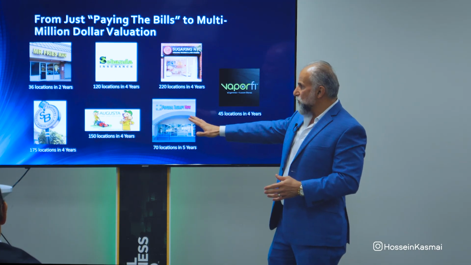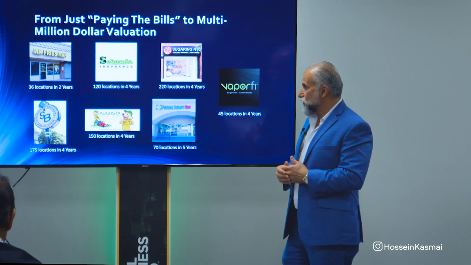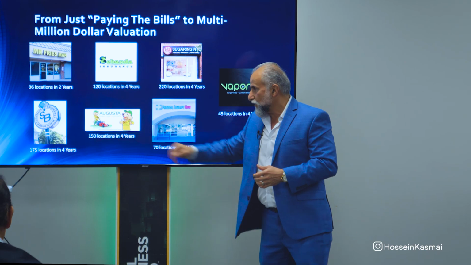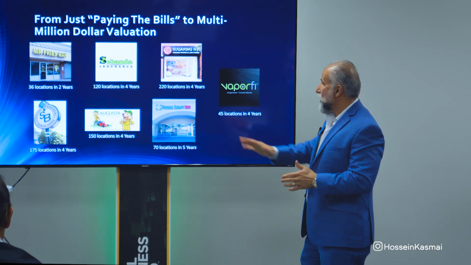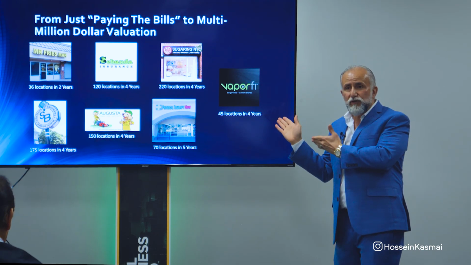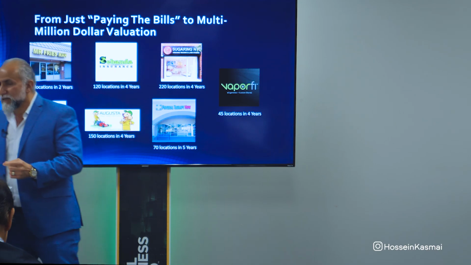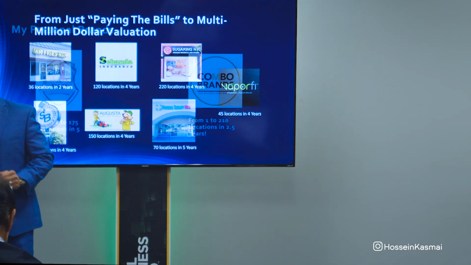Here's some other examples here. You have the Strickland Brothers Oil Change, 175 locations in 4 years. Augusta Lawn Care, 150 locations in 4 years. On and on and on. This company here got actually purchased after 4 years for tens of millions of dollars. Franchising creates wealth for you, ladies and gentlemen.